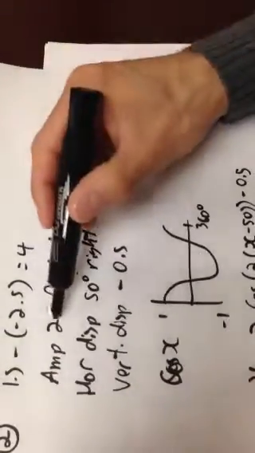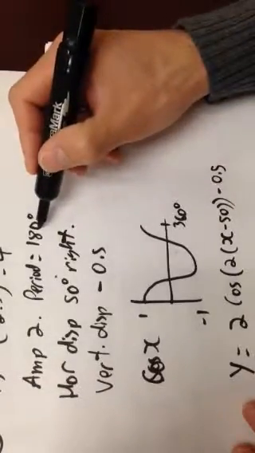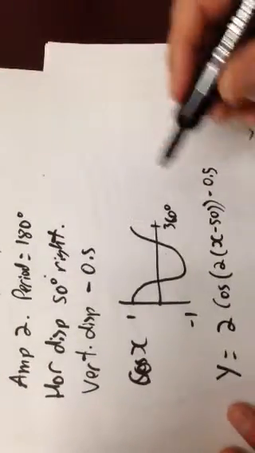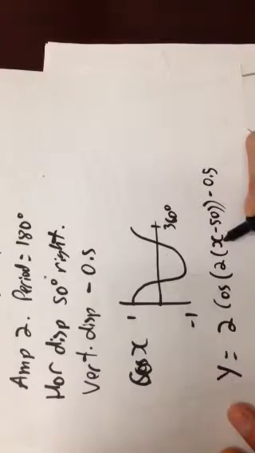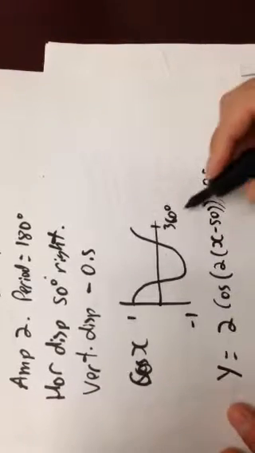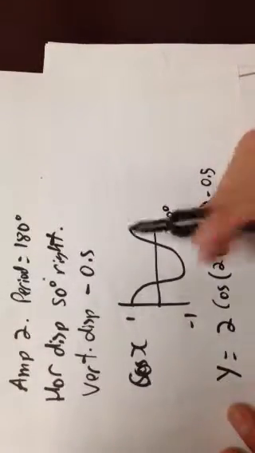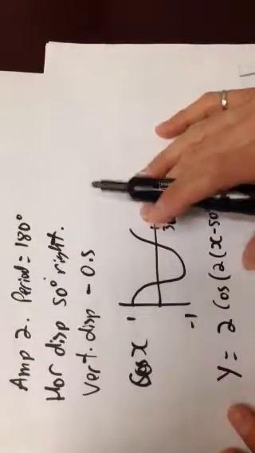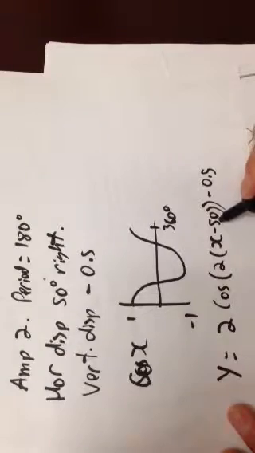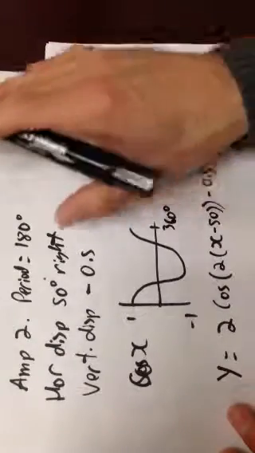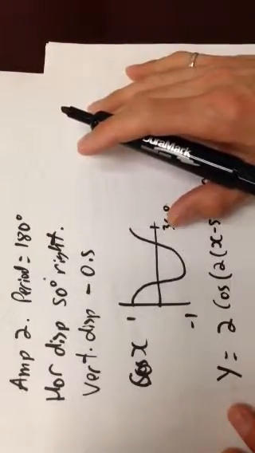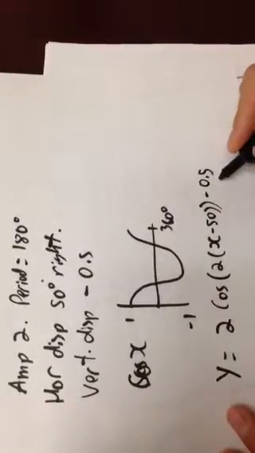We have an amplitude of 2. That's that 2 there. We have a period of 180 degrees. And we get that period by multiplying x by 2, because that takes 360, divided by 2 gives you 180. To shift it to the right by 50 degrees, we're subtracting 50 directly from x. And to shift it down by 0.5, I'm subtracting the whole thing by 0.5.